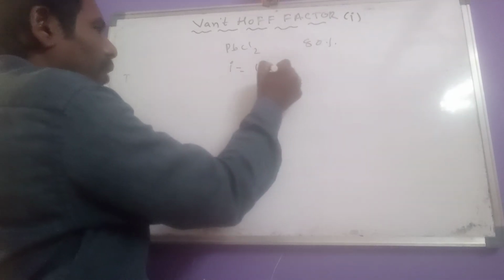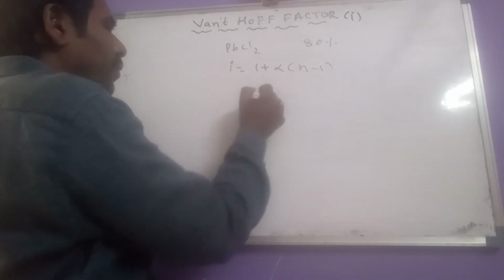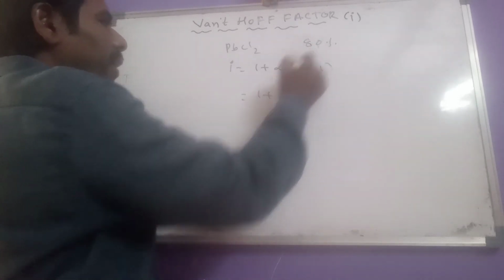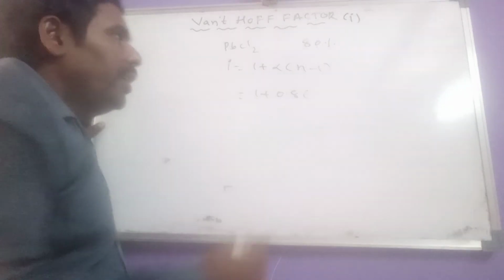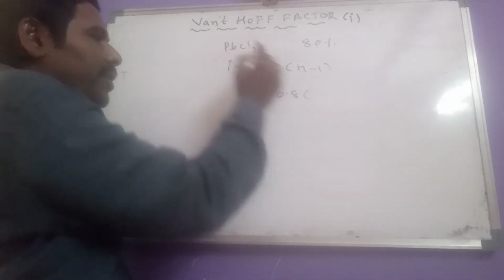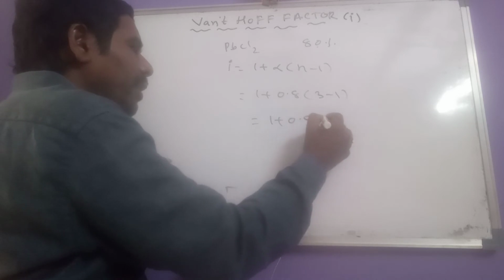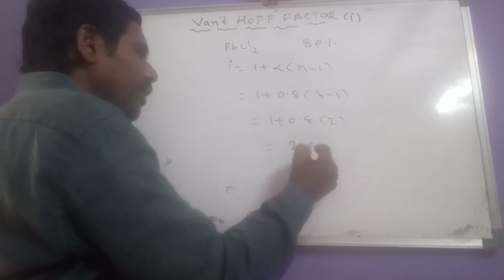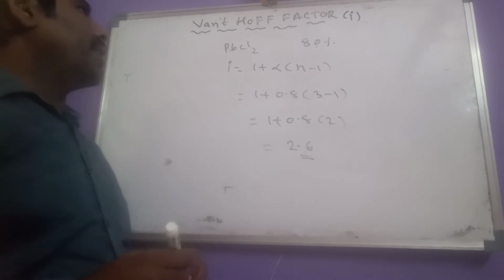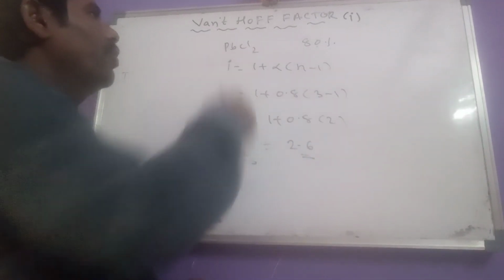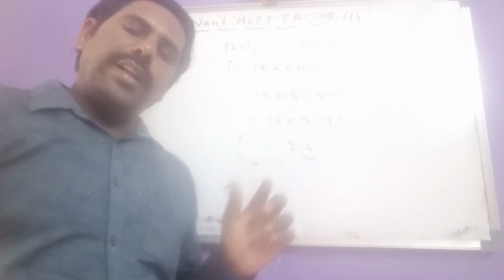Percentage of dissociation. So now i equals 1 plus alpha into (n minus 1). 1 plus 0.8, we have to consider the alpha value. Now it will give 3 ions on dissociation. So 3 minus 1, 1 plus 0.8 into 2, what can we get here? 2.6. So this is the i value for which one? That PbCl2. Okay. Like this we have to calculate the i value using alpha, and alpha value using the i value.